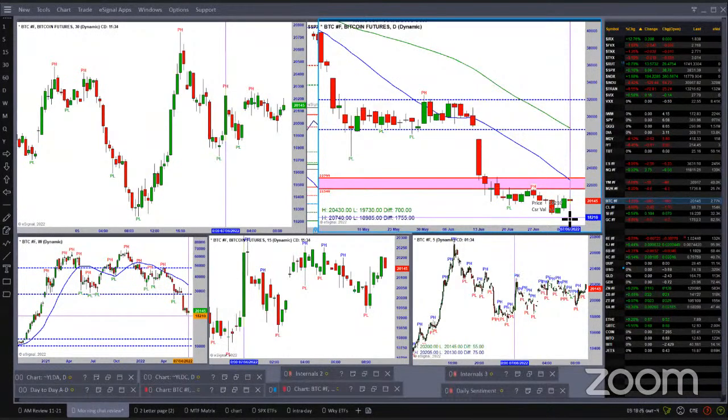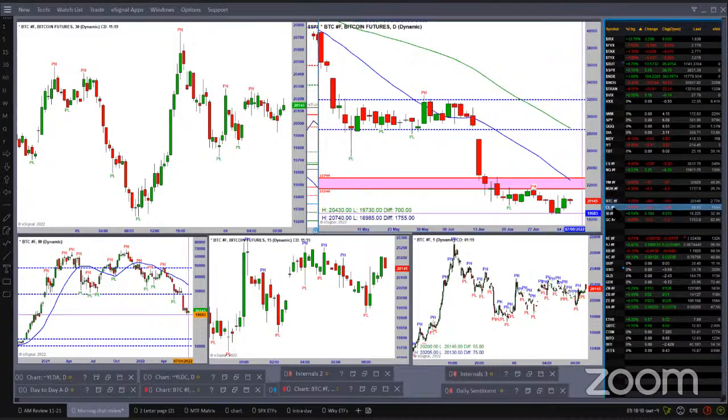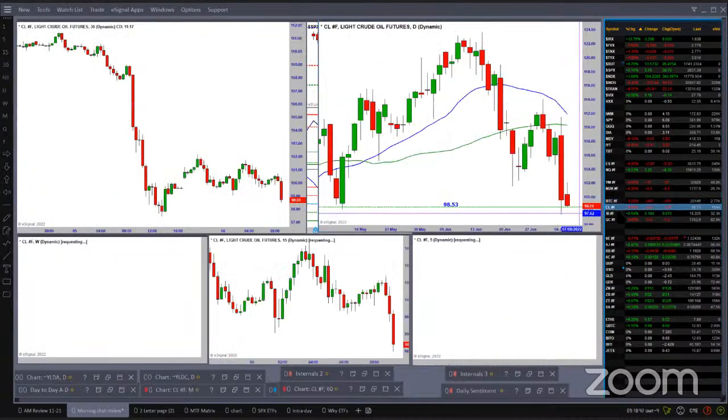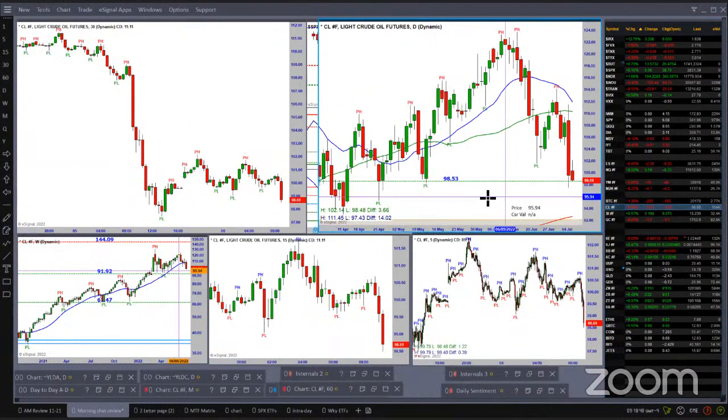News flow horrible for Bitcoin. I guess you're right about that, but there's no support, so I don't know. We'll see. But if it can get above that high, that's the start of at least something positive. Crude oil got shellacked. Yeah, me too. Surprise. Down at this pivot, which we talked about yesterday.